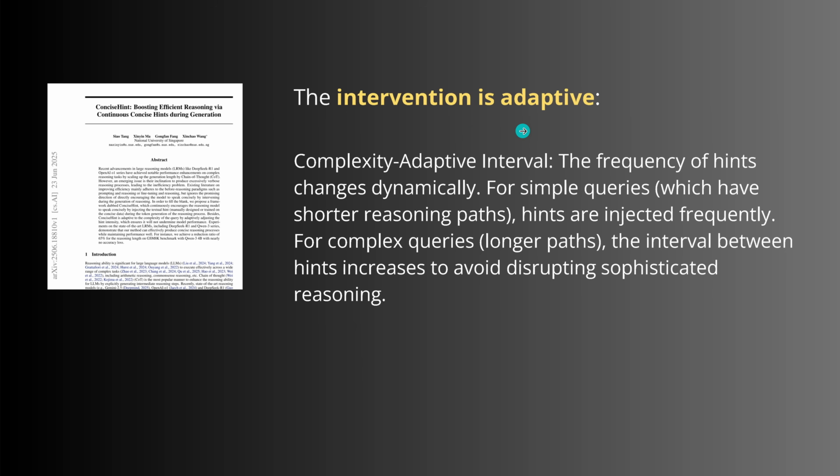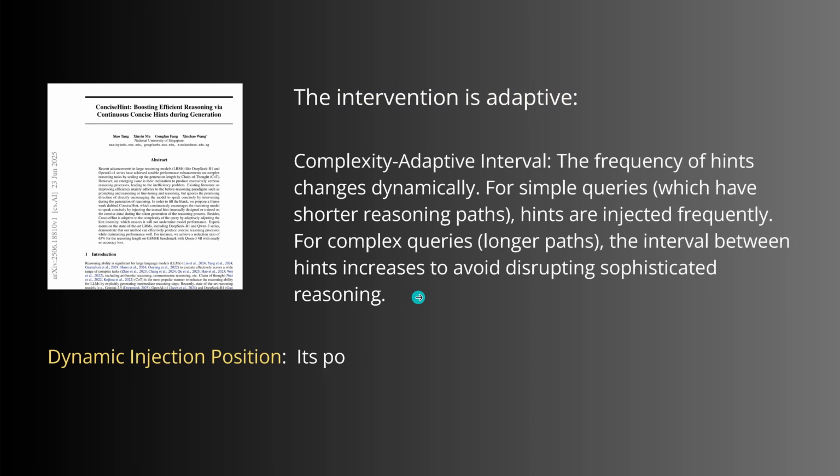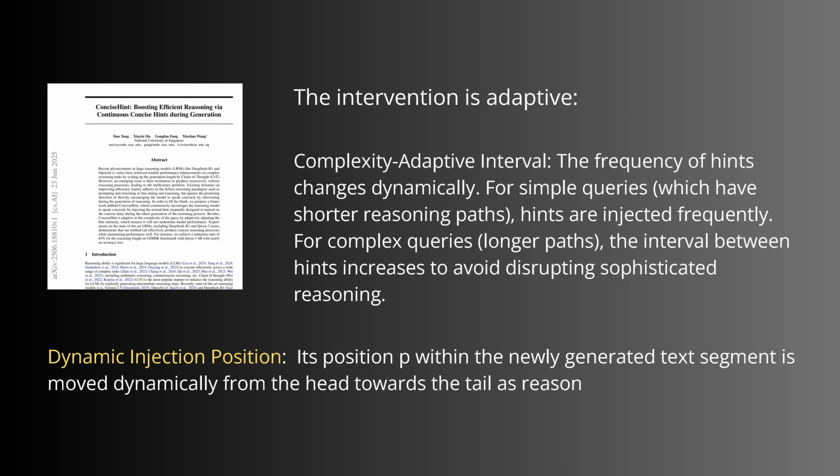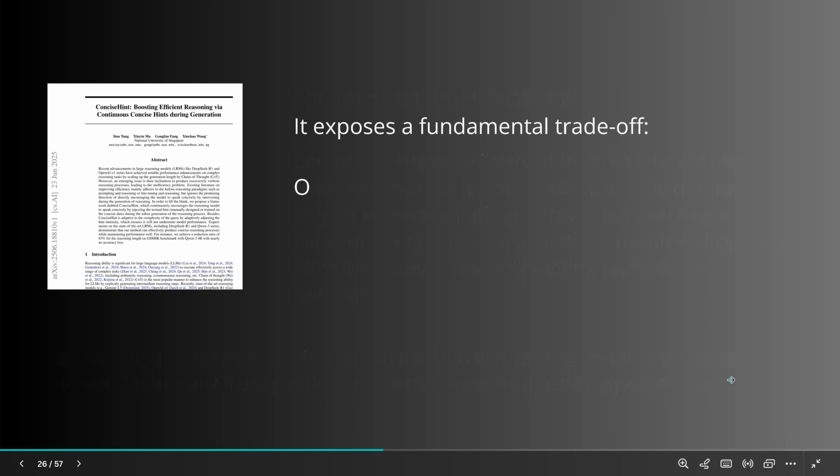No? The intervention must be adaptive. So we have some complexity adaptive intervals. The frequency of the hint has to change dynamically, otherwise this AI is going crazy like any other human would. And the position of the injection also has to be adaptive. No? Not always at the beginning, not always at the end. We want that the system learns from different positioning of those hints so that it can integrate it somehow in its reasoning traces, in its reasoning progress.